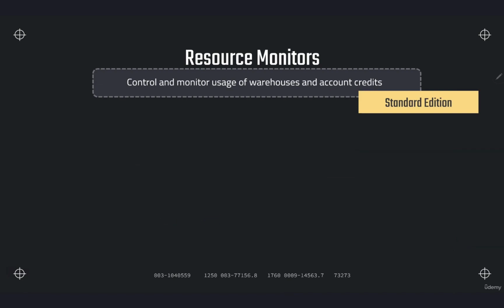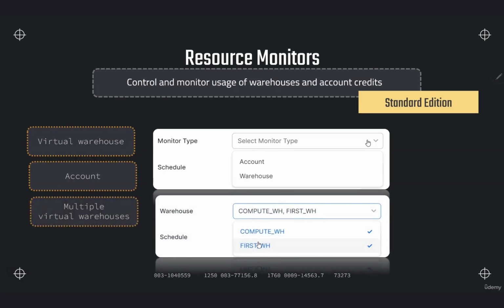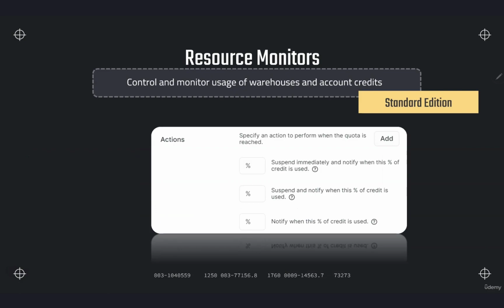And those resource monitors we can set for the account level and also for individual warehouses. And on top of this, we can also set them up for a group of warehouses. So we can select multiple warehouses and put one resource monitor, so one limit, on these multiple warehouses. And then based on the quota that we have set, we can define specific actions.